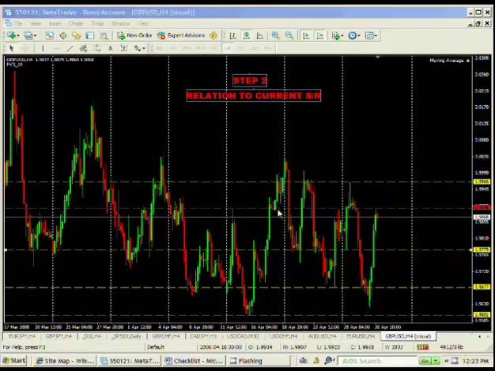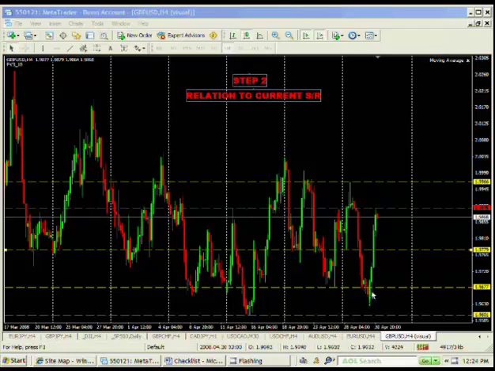Now that we understand our current relation to support and resistance, knowing that gives us an indication on where we should be looking for our bias, our directional trading bias, up or down, and it also gives us an indication of where we will be looking to enter. And the next thing we need to do, our third step, is determine the strength of the market. Is the market strong or is it weak?